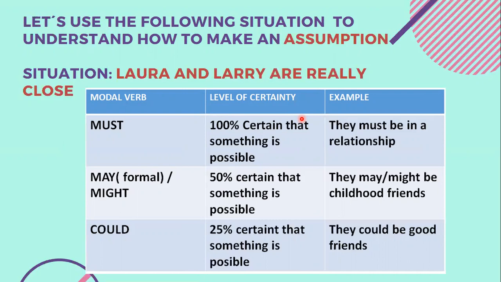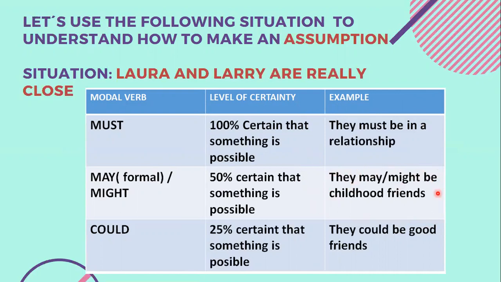But when you see that they are really close, they are really good friends, they are always together, they eat together, they are everywhere together, you can say that they must be in a relationship, because based on the evidence that you have and based on what you see, you are sure that they are in a relationship. Or probably you are not so sure. You think that maybe instead of being in a relationship, they are just childhood friends. They know each other since they were little kids and they still have a great relationship to this day.